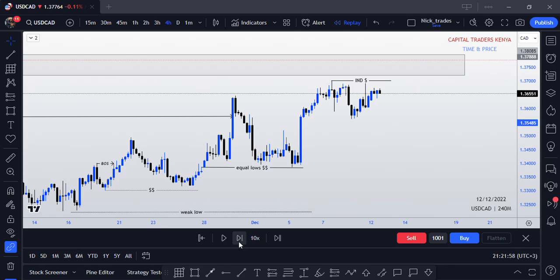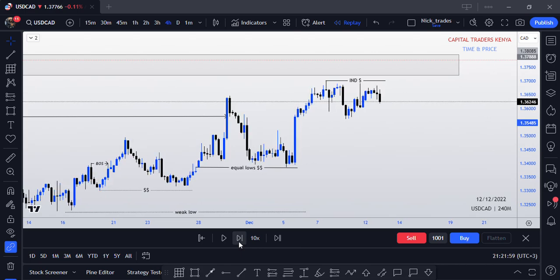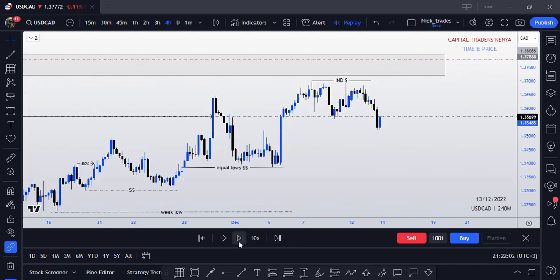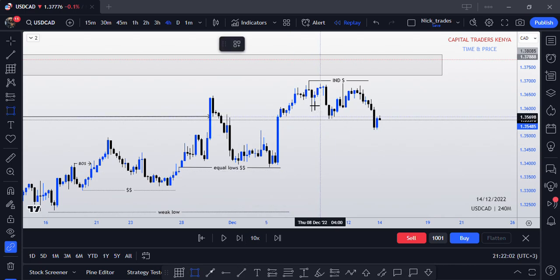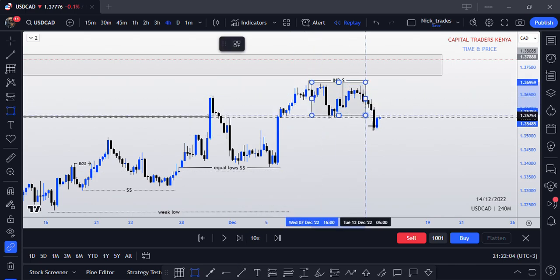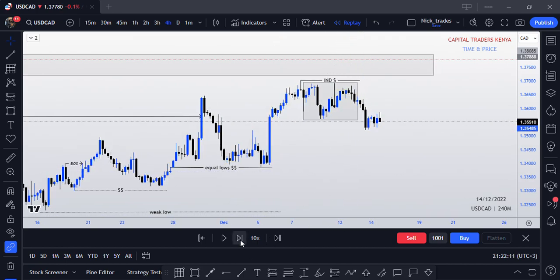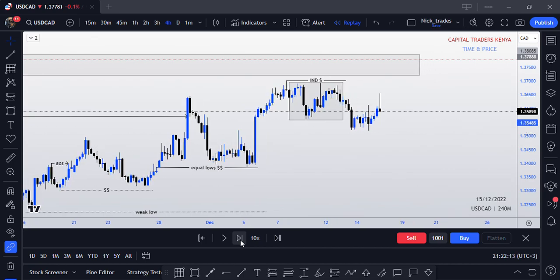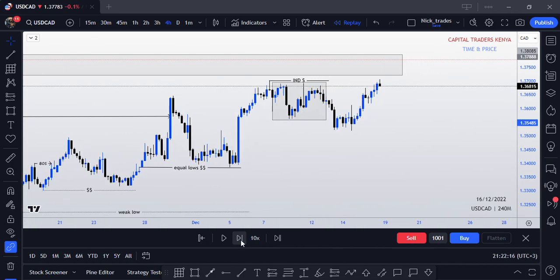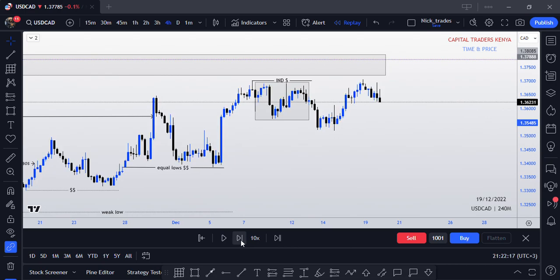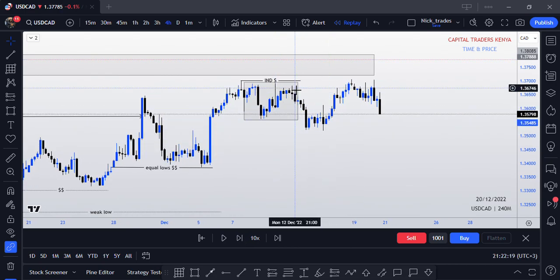So eventually, let's see. Kind of a range right here. Then this range has taken the sell side of it, right? Let's see what is going to happen. Then after the sell side, another range, then prices going for the buy side. Look at that. Prices take out the highs of this range.